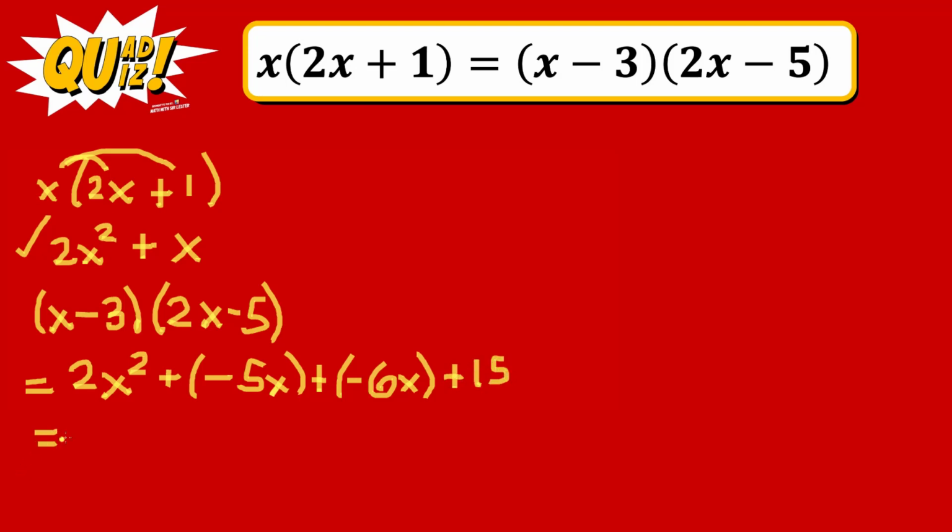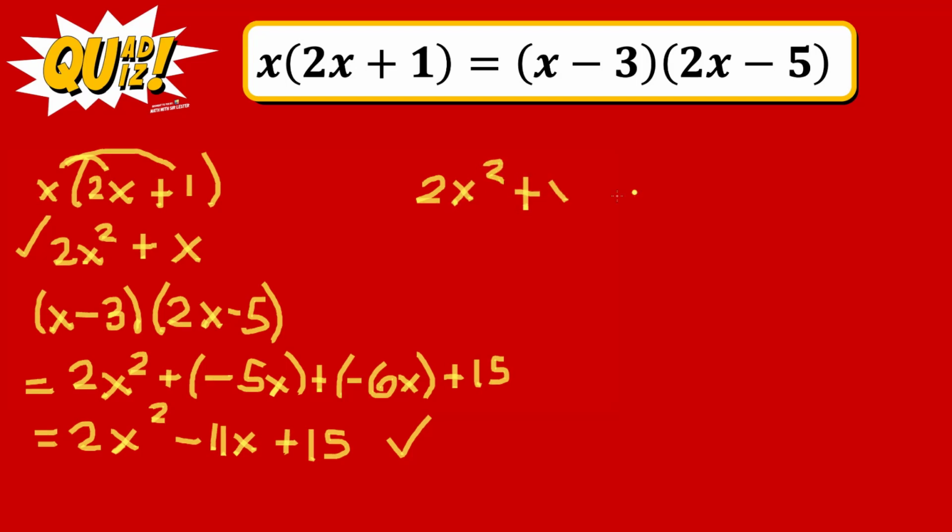So when you have this, I have 2x squared, you will have negative 5, negative 6, so you will have negative 11x and plus 15. This is for your right hand side of the equation. Now that we have simplified both sides, let's try to use their results. So you have 2x squared plus x is equal to 2x squared minus 11x plus 15.